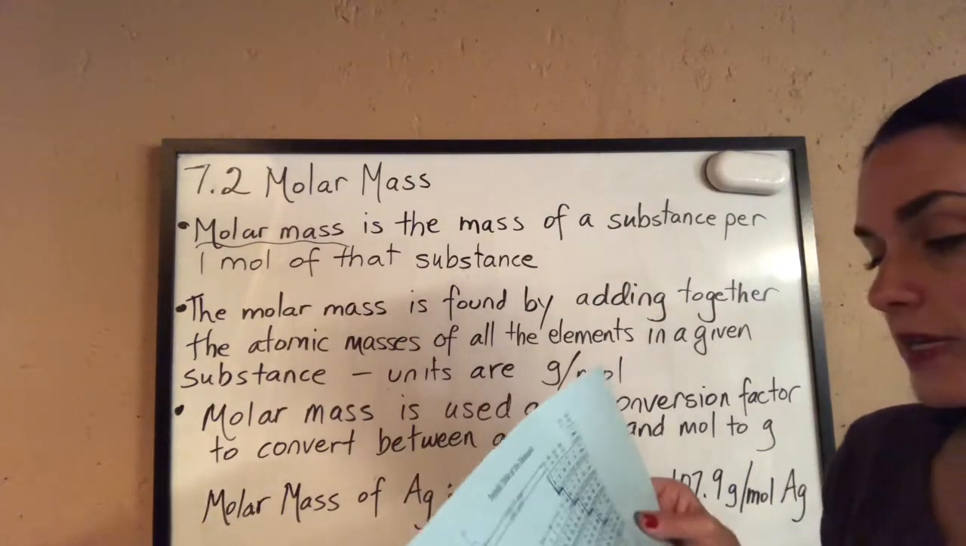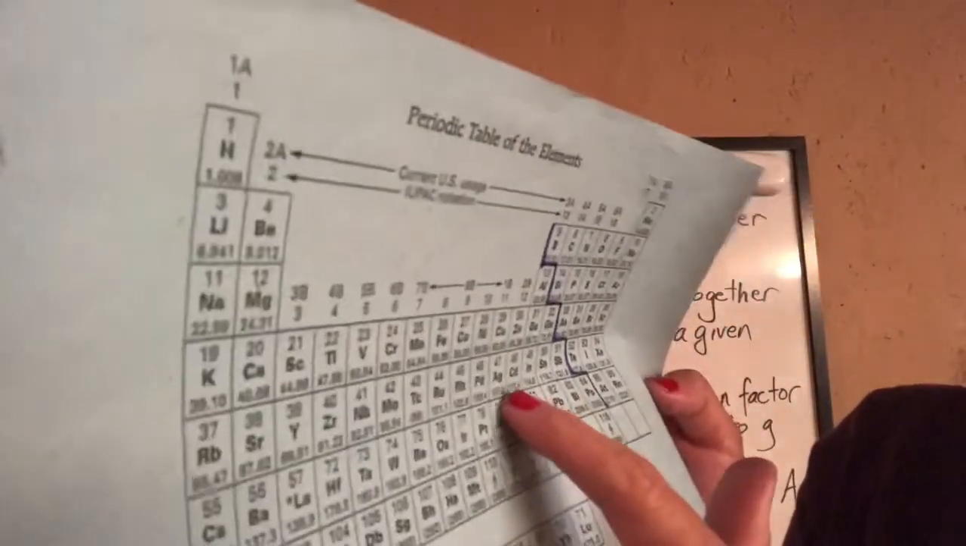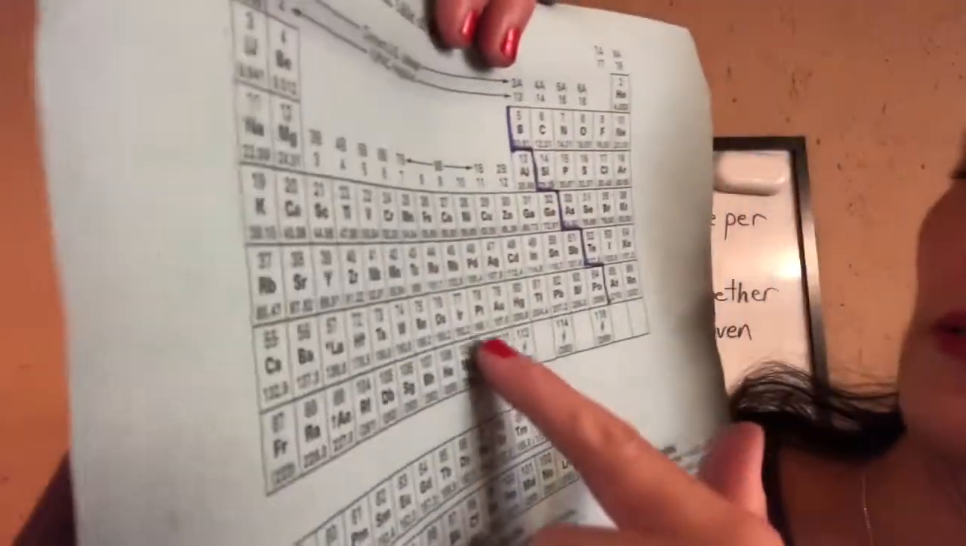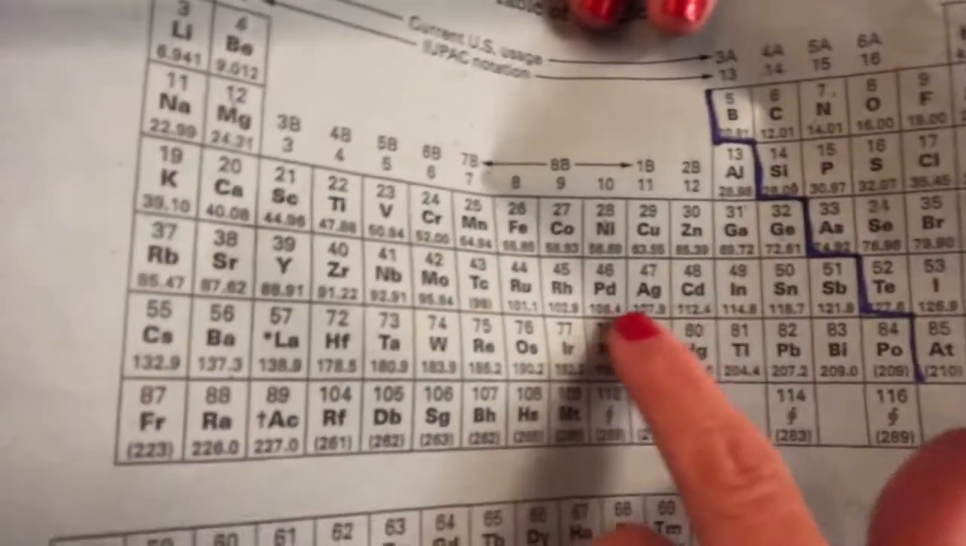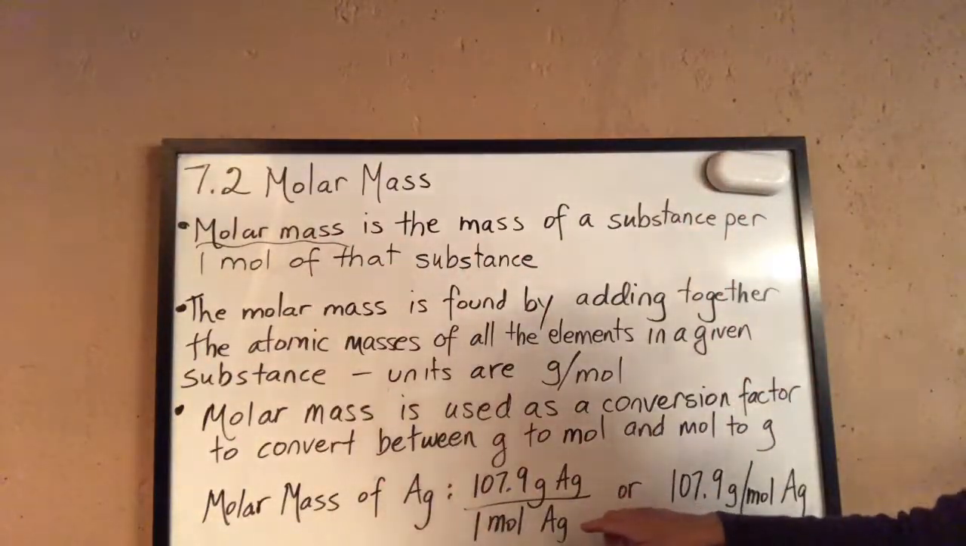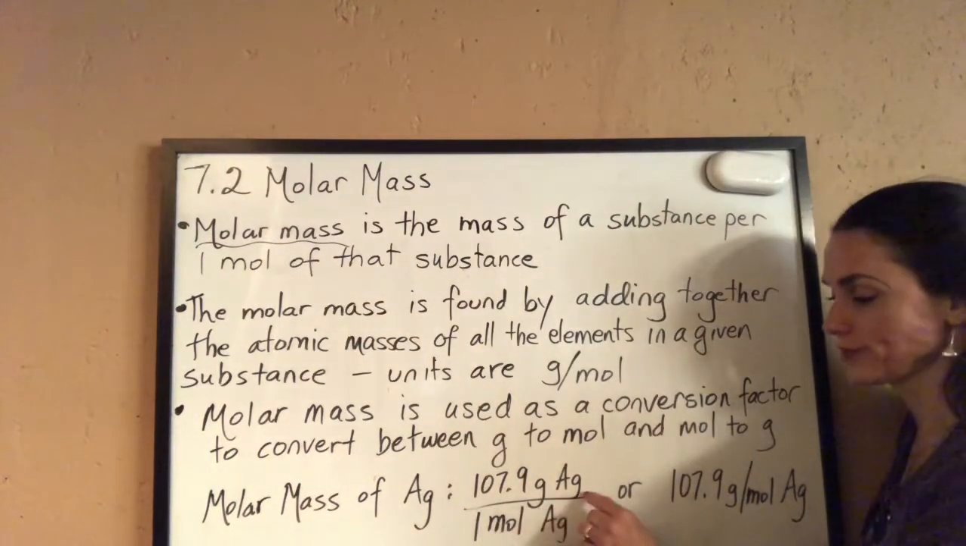If you look on the periodic table, silver has an atomic mass of 107.9. Sorry. Okay, where was it at? Silver, I had my finger on it. Okay, right there. 107.9. So the molar mass would be 107.9 grams of silver per 1 mole.